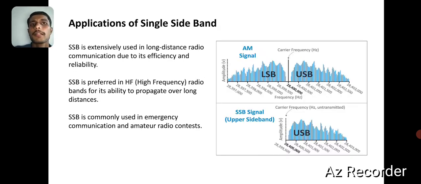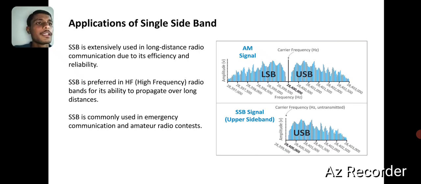Applications of single sideband. SSB is extensively used in long distance radio communication due to its efficiency and reliability, and SSB is preferred in HF, meaning high frequency radio bands, as it is able to propagate over long distances. It is also commonly used in emergency communication and amateur radio contexts.